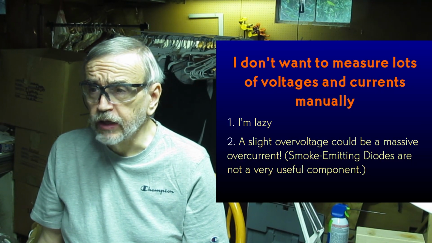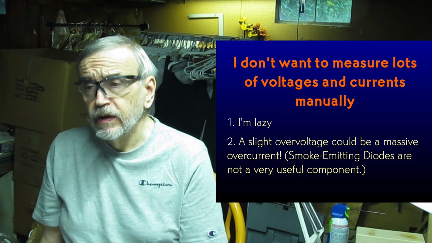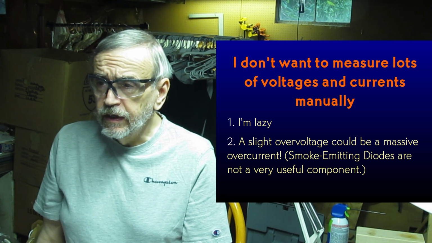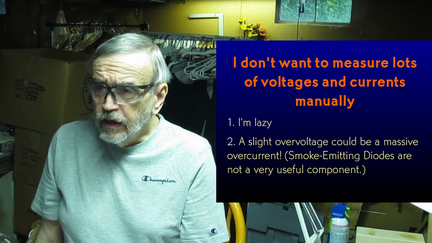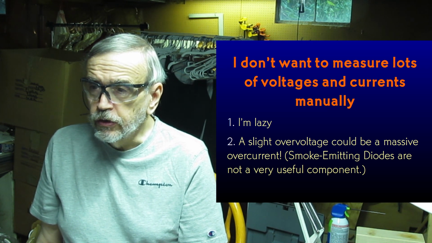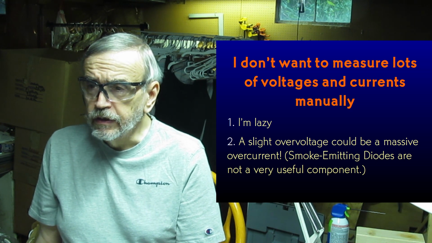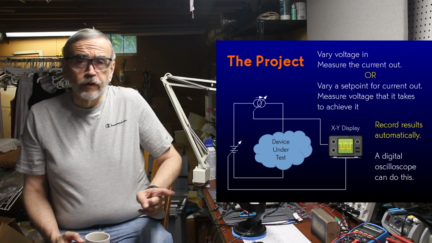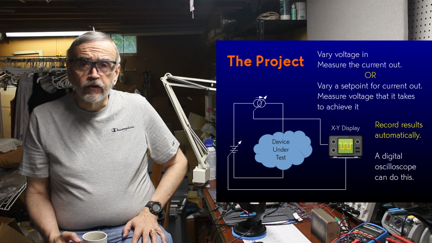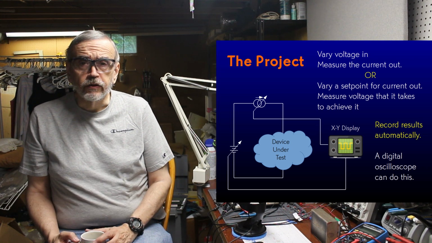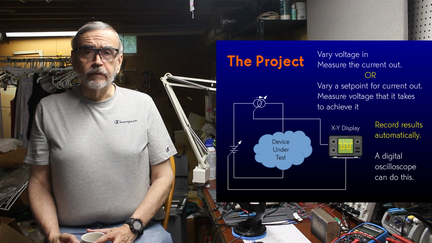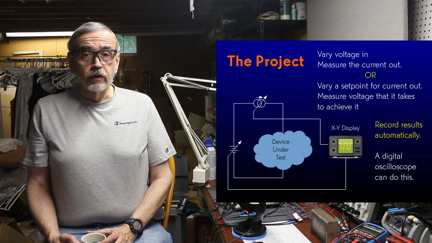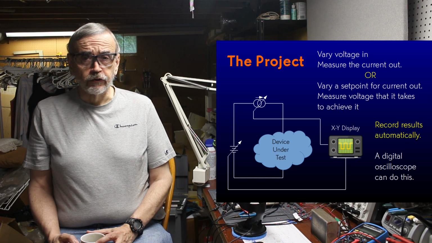But I don't want to measure lots of voltages and currents manually. For one thing, I'm lazy. For another thing, it's not great for the device. A small overvoltage could yield a massive overcurrent and blow the device. So I think I need to hack together a test rig. The tester needs to apply either a known voltage and measure the current, or else regulate the current to a known level and measure the voltage that produces it. And it needs to record the measurements. My digital scope can do that, of course.